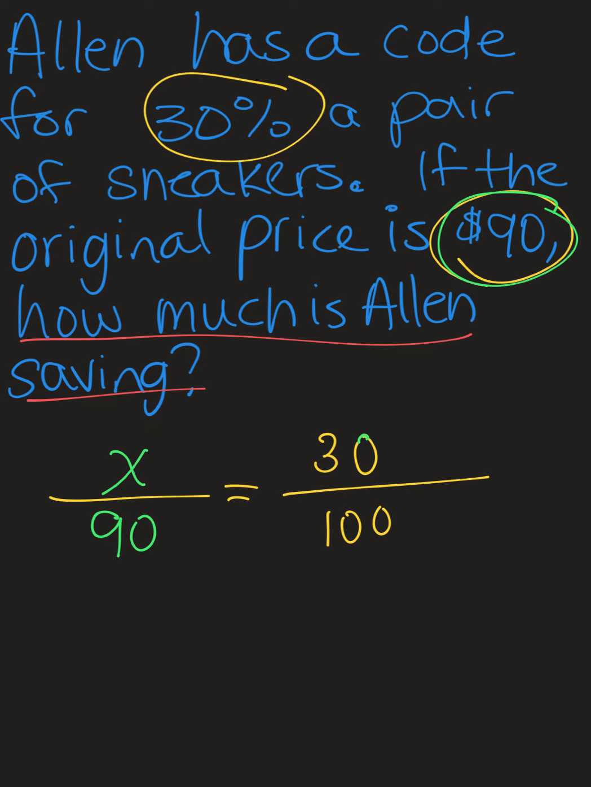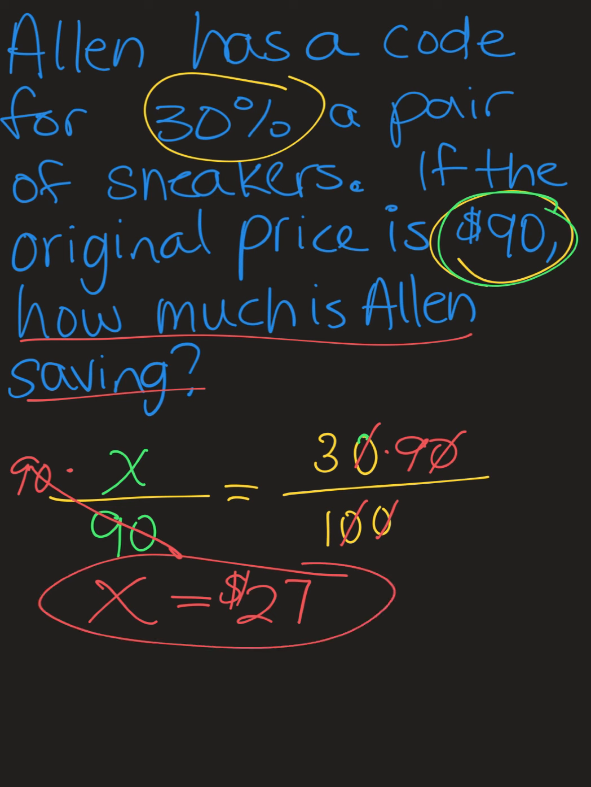So I am going to solve by multiplying both sides by 90. I'm using my inverse operations, and x is currently being divided by 90. 30 times 90 over 100. So I'm going to cancel out that 0 there and that 0 there. I end up with 3 times 9, and that is 27. Now remember, we are saying how much is Alan saving? $27 is 30% of 90.